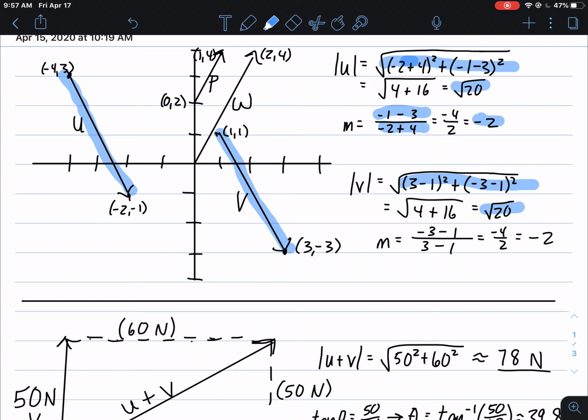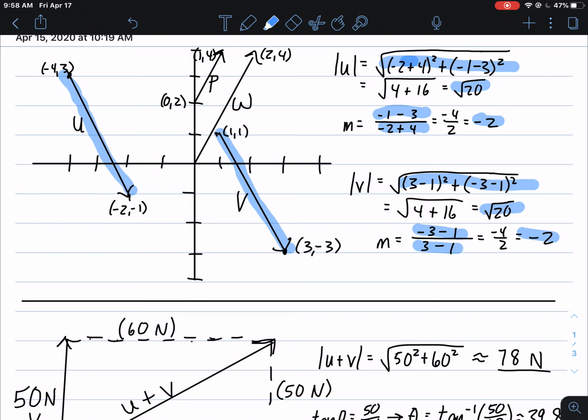And then we check the slope. Again, change in y over change in x from initial to terminal point. -3 minus 1 for our change in y, y2 minus y1, and 3 minus 1 for our x, x2 minus x1. And I've got, again, -4 over 2 or -2. So vectors u and v have the same magnitude. They both have a magnitude of square root of 20. And they both have the same direction, because their slopes are the same, -2 in both cases. So I could then say that vectors u and v are equivalent vectors.